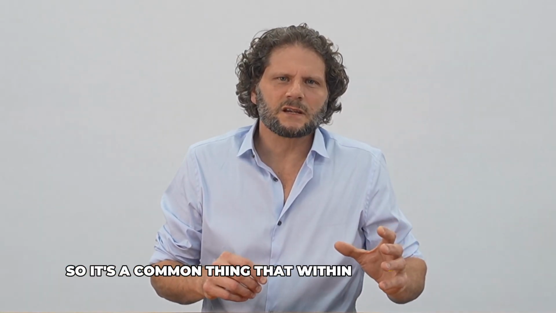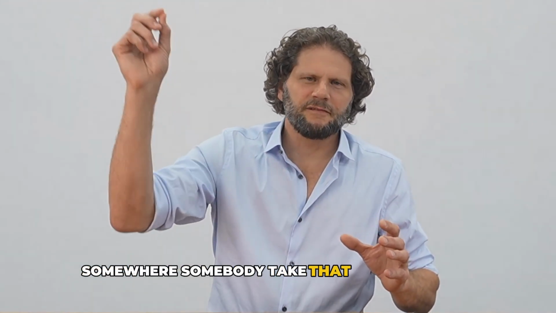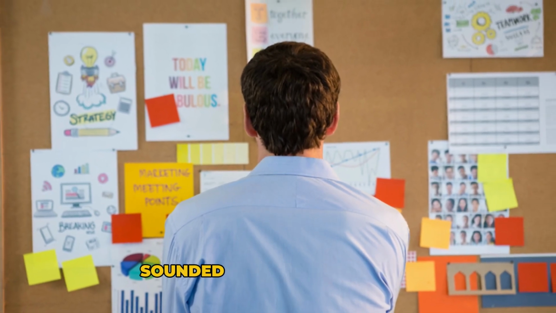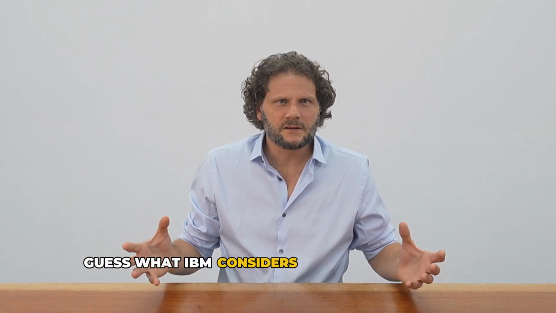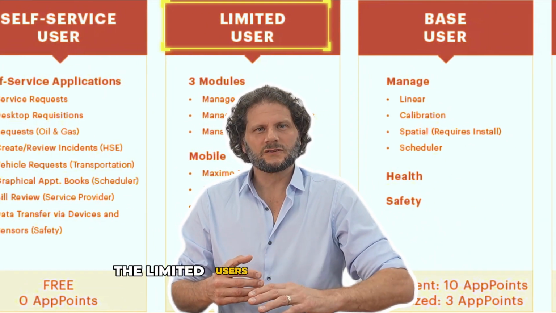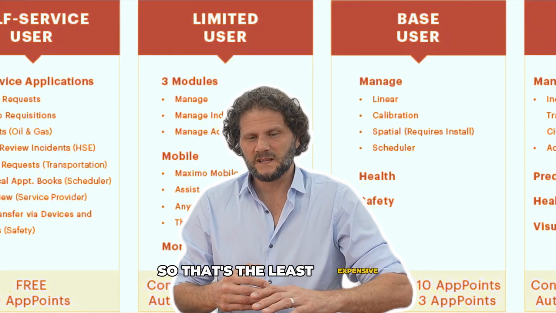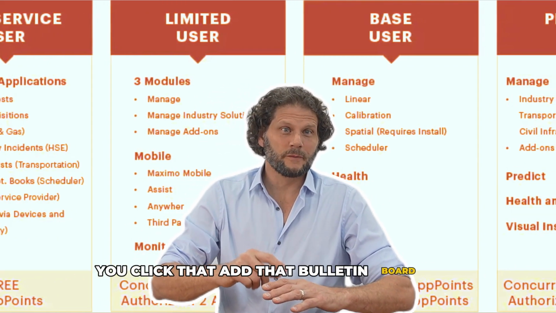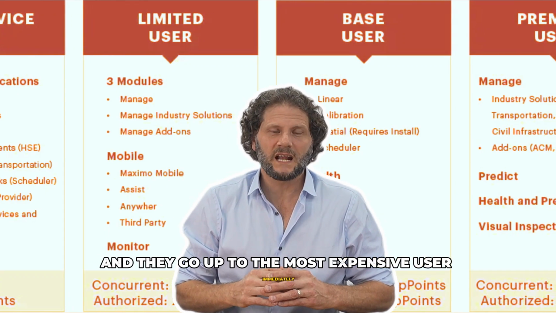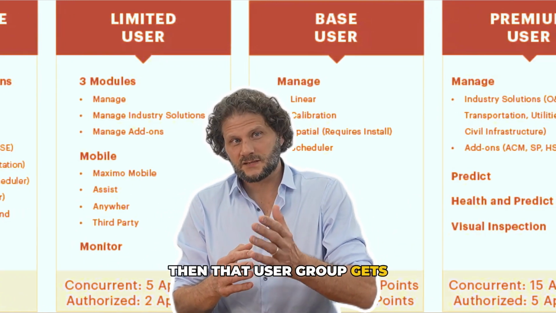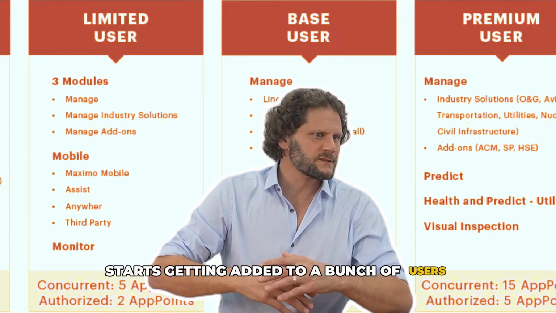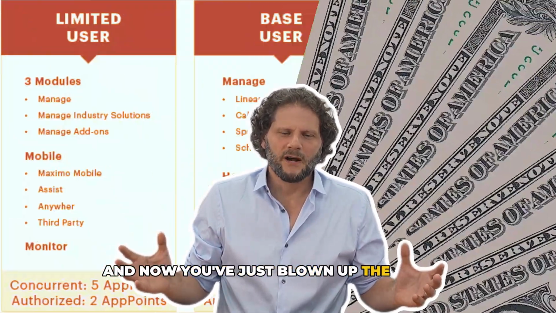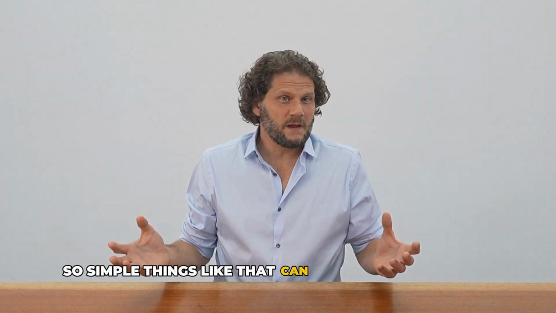So you're wondering, well, what is this? An example. It's a common thing that within security groups, somewhere somebody ticked that flag that says they can post to the bulletin board. Sounded like a good thing. Well, guess what? IBM considers that an admin level feature. So in the App Point world, the limited user is the lowest level user, so that's the least expensive. You click that bulletin board box and they go up to the most expensive user immediately. Then that security group starts getting added to a bunch of users, and now you've just blown up the budget. So simple things like that can make a big difference.